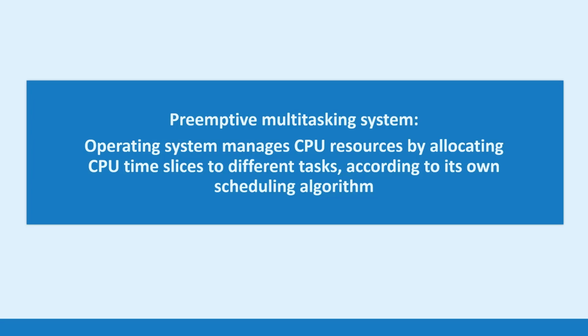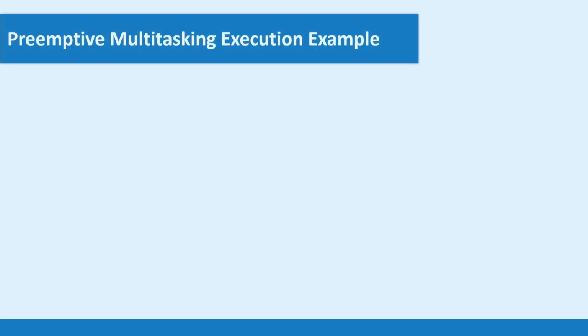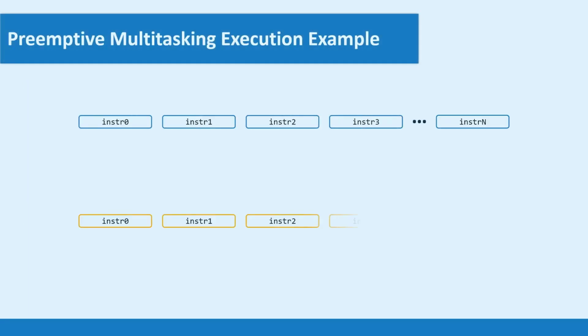In some sense, it's very similar to cooperative multitasking systems that we have already discussed, but instead of tasks managing CPU resources by themselves, this responsibility is now delegated to the higher level operating system. And as usual, an example will clarify it much better in my opinion. Just like before, we've got machine code of these two tasks, and CPU starts executing the first task, jumping between different instructions in this machine code.